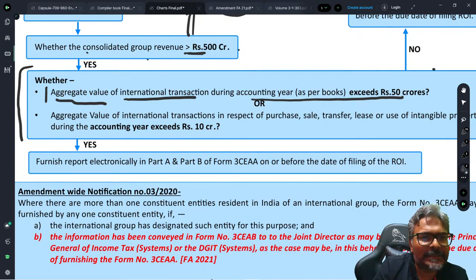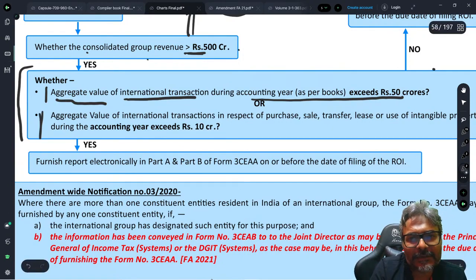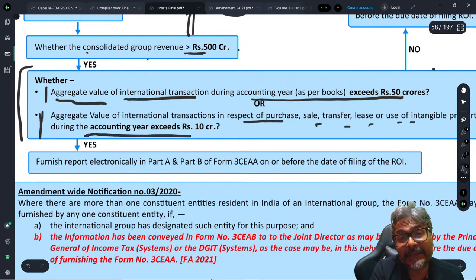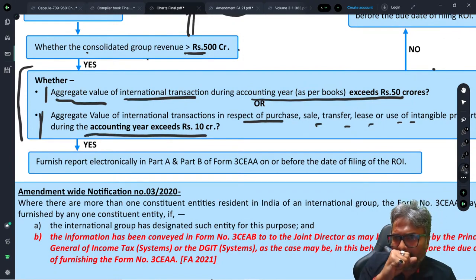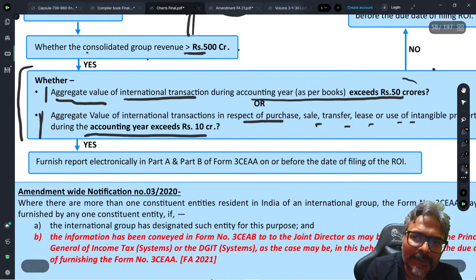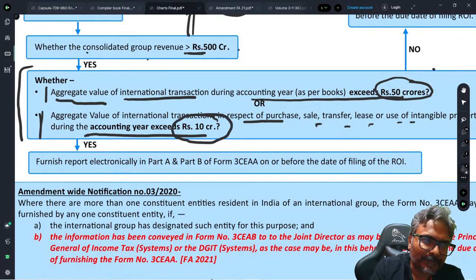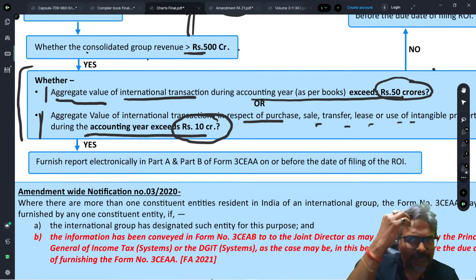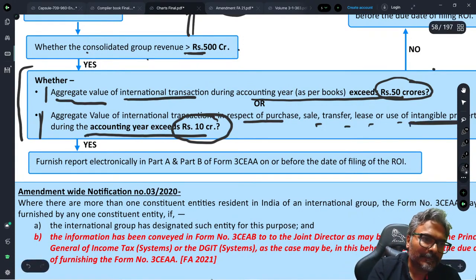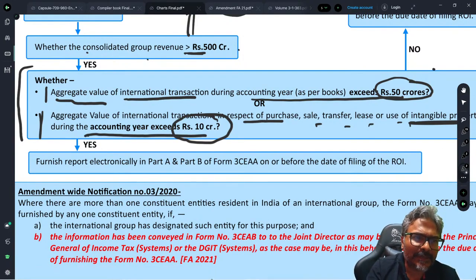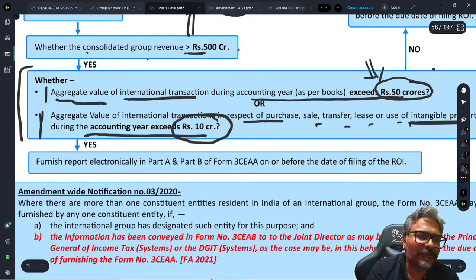And the second one, students, is whether the aggregate value of the international transaction in respect of purchase, sale, transfer, lease or use of intangible property in the accounting year exceeds rupees 10 crores. One is exceeding rupees 50 crores and another is exceeding rupees 10 crores. Now, if it is one of the two, the second one, students, is about intangible property. So the transaction relating to intangible property, they are talking about it for more than rupees 10 crores. Other than intangible property, they are talking about it for more than rupees 50 crores.